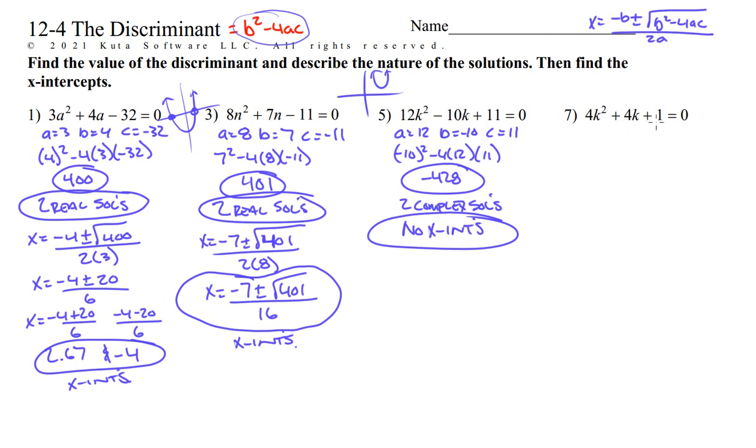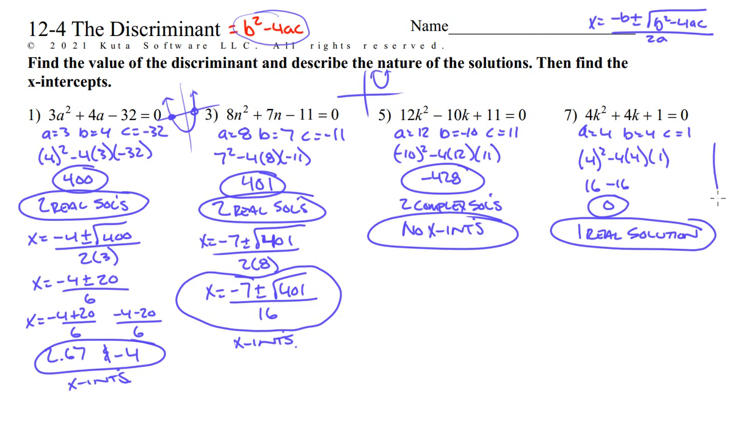All right, last one. 4k squared plus 4k plus 1 equals 0. A is 4, B is 4, C is 1. So in our discriminant, we get B, which is 4 squared, minus 4 times A, which is 4, times C, which is 1. So 4 squared is 16. Negative 4 times 4 is negative 16, times 1 is negative 16. And that gives us 0. That's our discriminant.